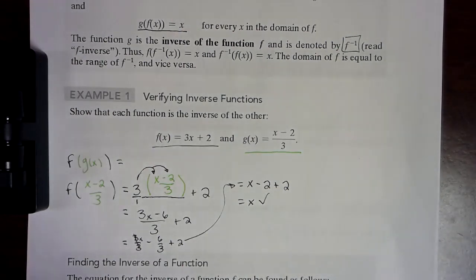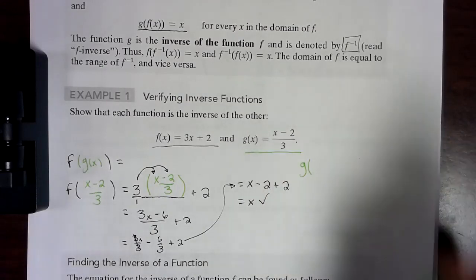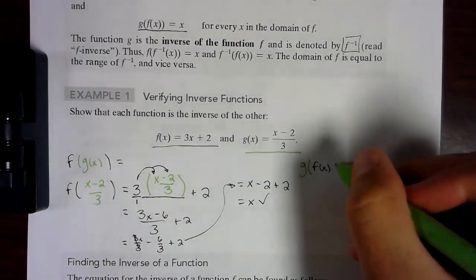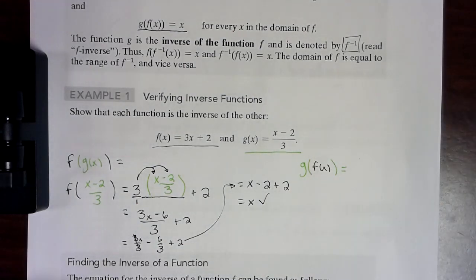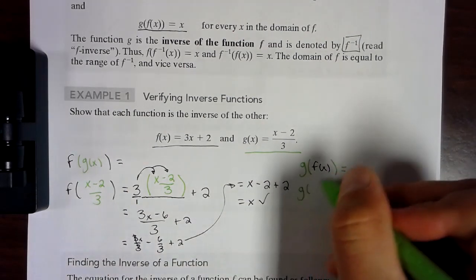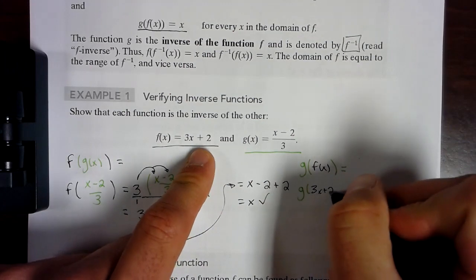But now I need to do the opposite, and I need to check if I compose g with f of x, we also end with x. Same idea. This time, instead of f of x, I'm going to write in what it equals, which is 3x plus 2.